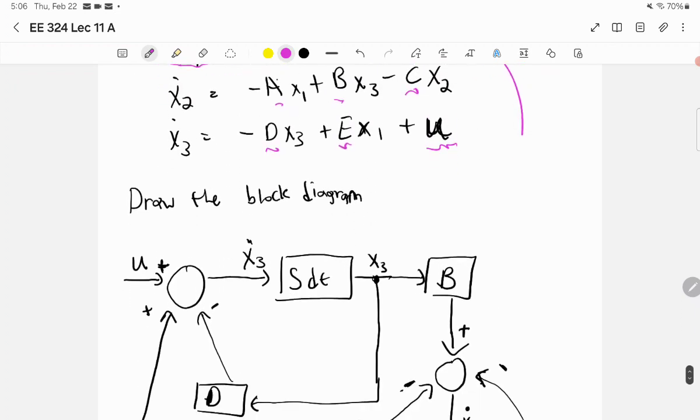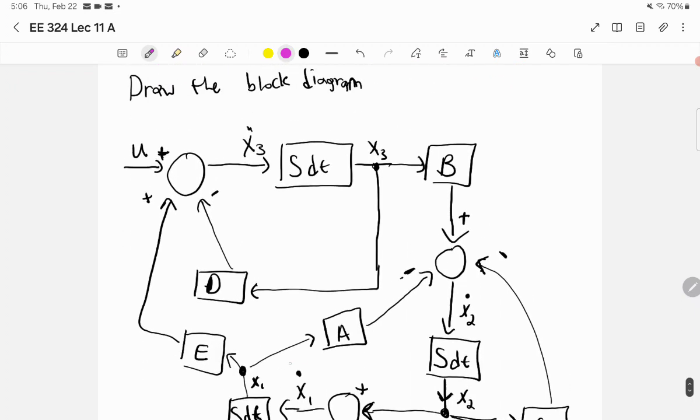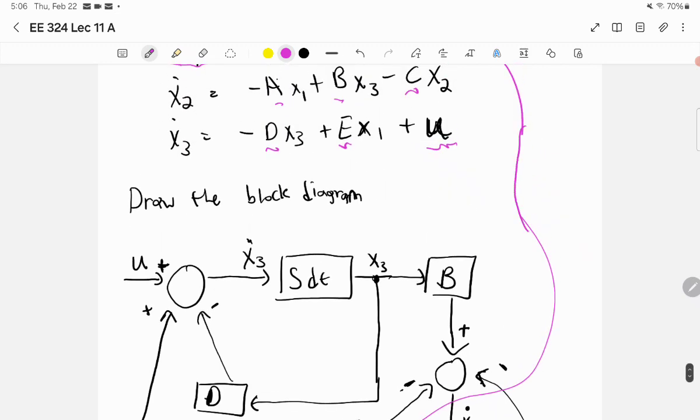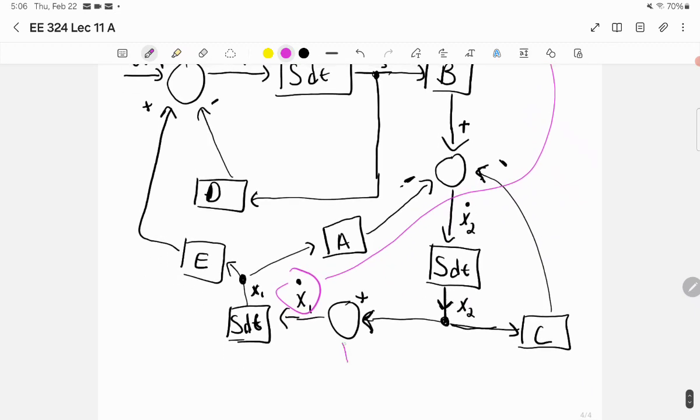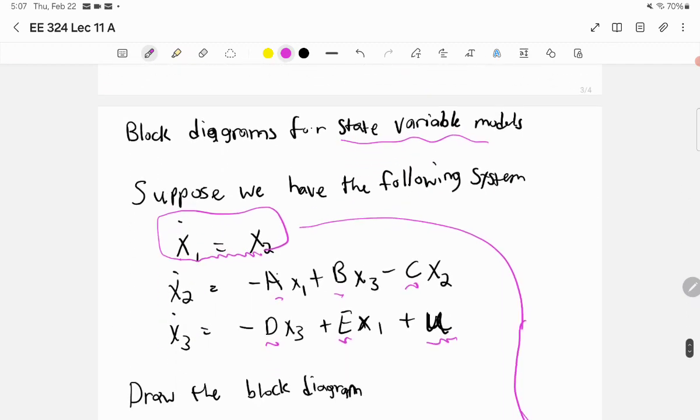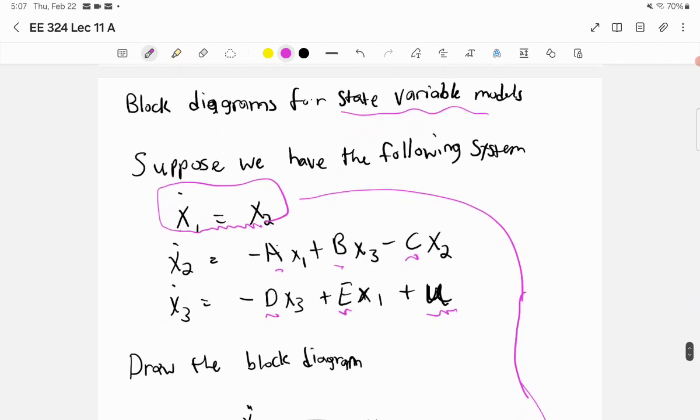So we can see that x1 dot, which is way down here, is equal to x2. So there should be a summer, which I have right here. And notice that coming into the summer is x2, which is exactly what I need. And it's positive, so that's my positive. So that gives me that very first part of this set of equations, right?